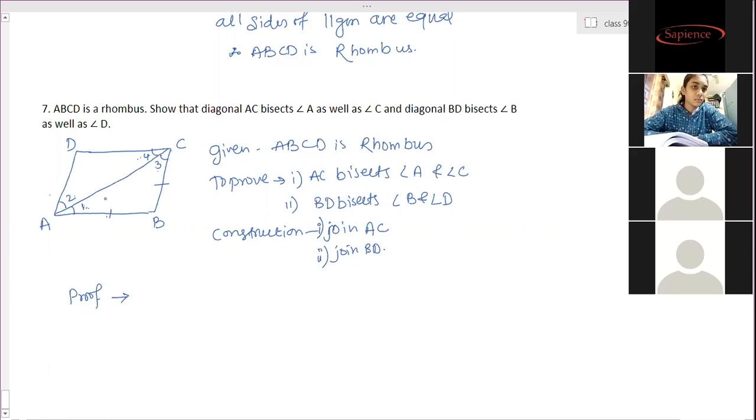3 and 1 are equal, and 3 and 2 are equal, because these two are alternate interior angles. So therefore 2 and 1 are equal. And 2 and 1 equal means AC bisects angle A and C. And in a similar way we should prove for BD. Joining BD, you have to prove the same way.